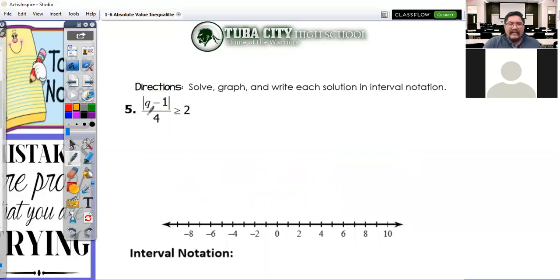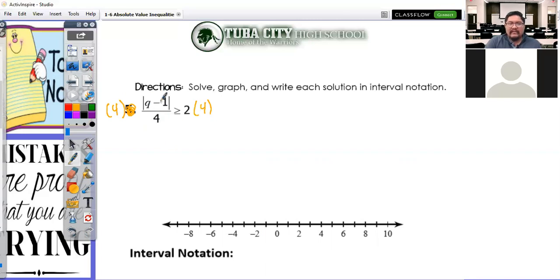That means that we're going to have to get rid of this 4 to isolate it. So I have something on the outside of the absolute value. So that means before I do anything, before we break it into 2 cases, we are going to have to get rid of this 4. To get rid of the 4, I'm going to have to multiply both sides by 4. And that's going to get rid of the fraction and hopefully isolate my absolute value expression.